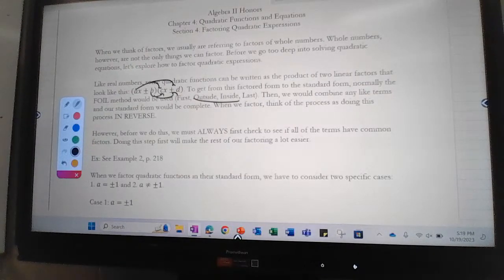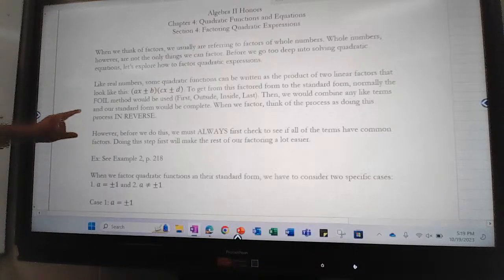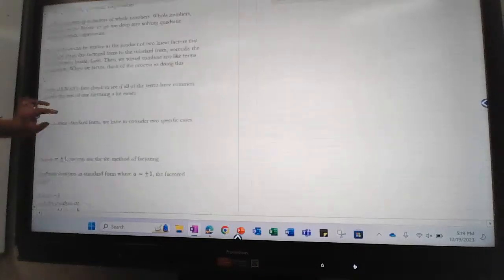So when we factor, we want to think of doing the process as doing this in reverse, okay? The thing is, however, before we do this, we have to check to see if all the terms have common factors. Sometimes you have a quadratic function where all three terms are divisible by the same number. By taking out that number, it'll make our factoring a whole lot easier. Let me show you an example here.